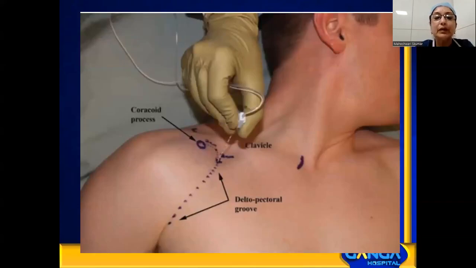Then we palpate below the clavicle, and as we move laterally we identify the coracoid process. From this coracoid process, when you take 2 centimeters medial and 2 centimeters inferior, that point of entry will invariably fall in this deltopectoral groove, and this helps us to make the point of entry safe so that we do not move very medially.